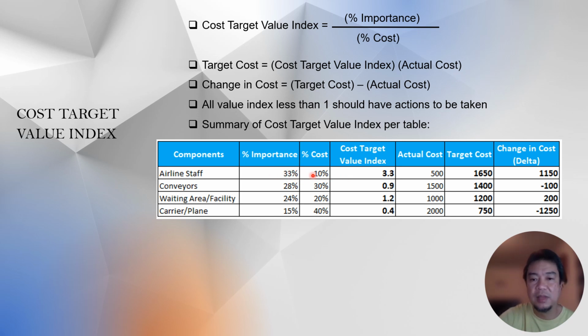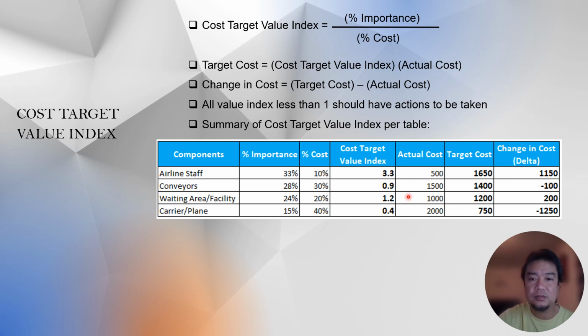So 33 divided by 10 is 3.3. 20 divided by 30, that's 0.9. 24 divided by 20, that's 1.2. And 15 divided by 40 is 0.4. Now to get the target cost, that will be actual cost multiplied by the cost target index. So that is 1,650. The change in cost would be 1,650 minus 500, which is 1,150. Similarly for the other components.